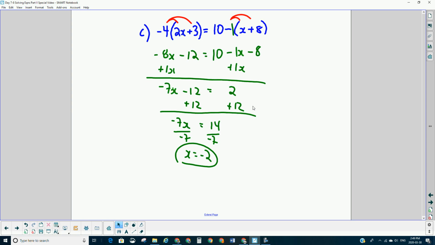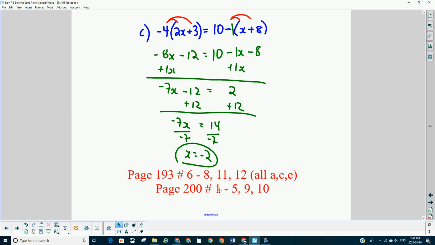So going step by step and following this process will allow us to answer way more complicated questions than we could have even a couple of days ago, and should allow us to have some success. If you'd like more practice, there's a bunch of practice here. I don't expect you to do it all, but there's lots of practice for these questions that are going to be so important to everything we do in grade 9 this year.